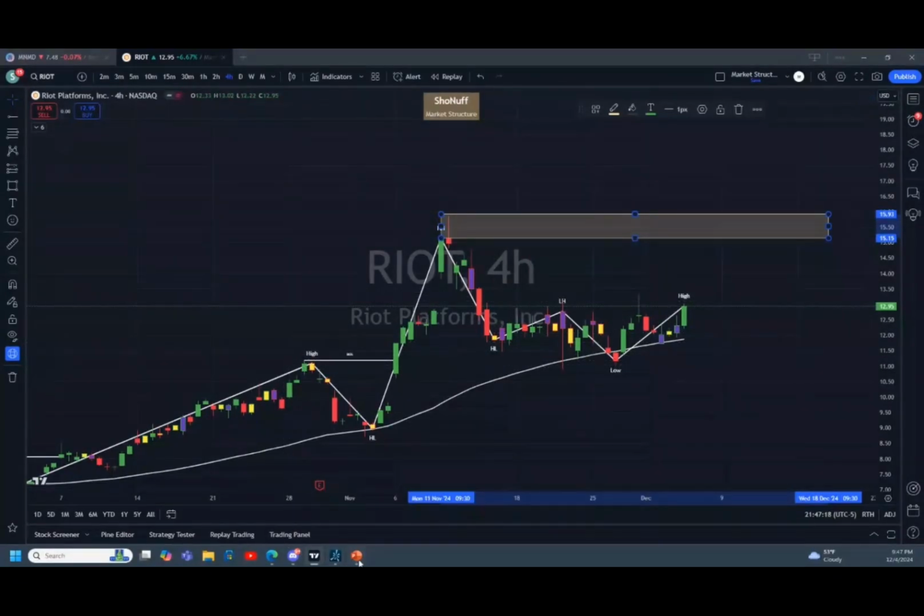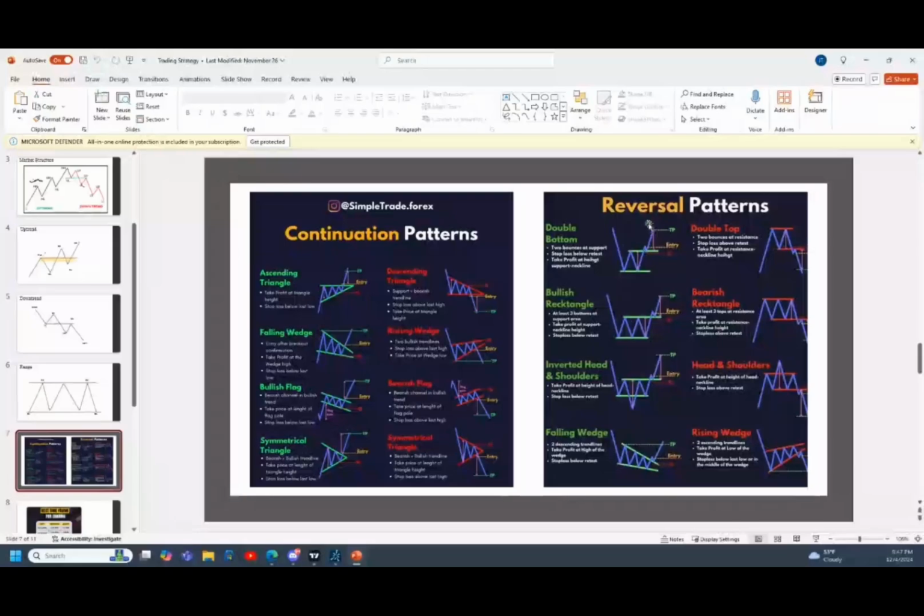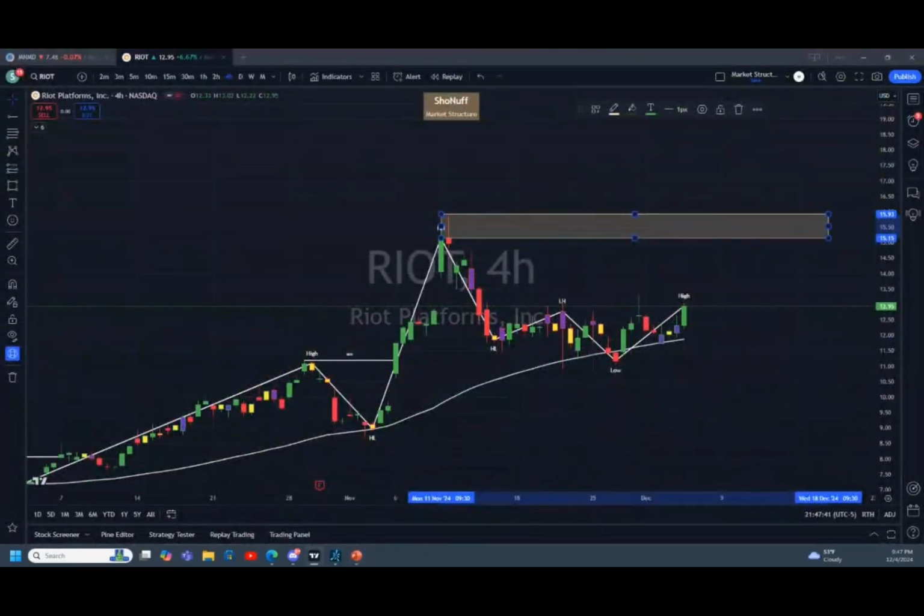But as you see, it's been the same exact setup, right? It's been that 1, 2, 3 move, right? And that pullback, right? And then on the reversal pattern, if we're in an uptrend, what do I look for? Double bottoms, inverted head and shoulders, or hammer candles. Any questions on Riot?